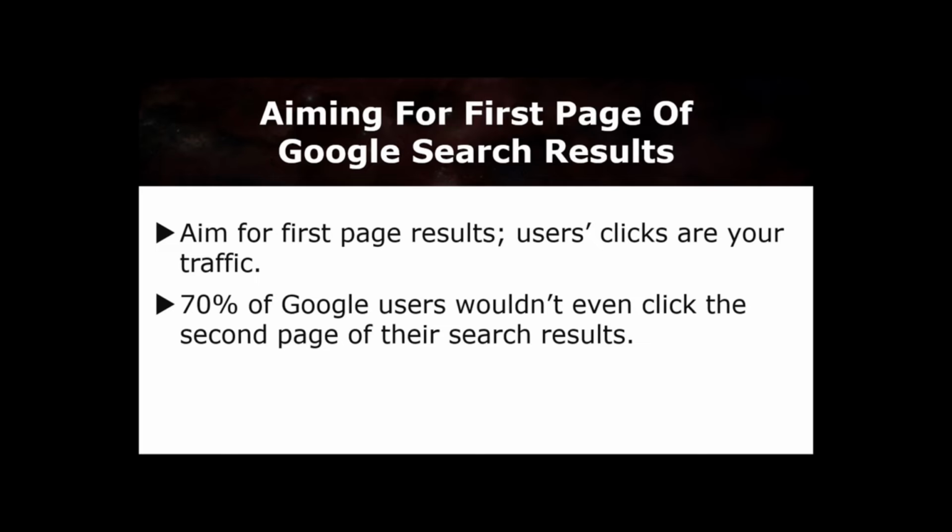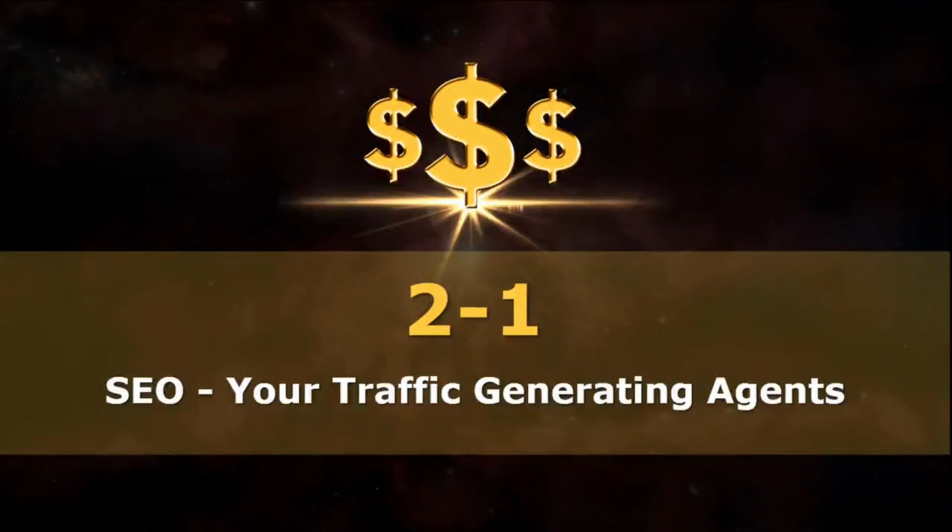The clicks you received from users are all that matters. Their clicks are your traffic. Research shows that 70% of Google users would not even click the second page of their search results. If they can't find it on the first page, they would retype their search using different relevant keywords. Thus, the cycle continues.